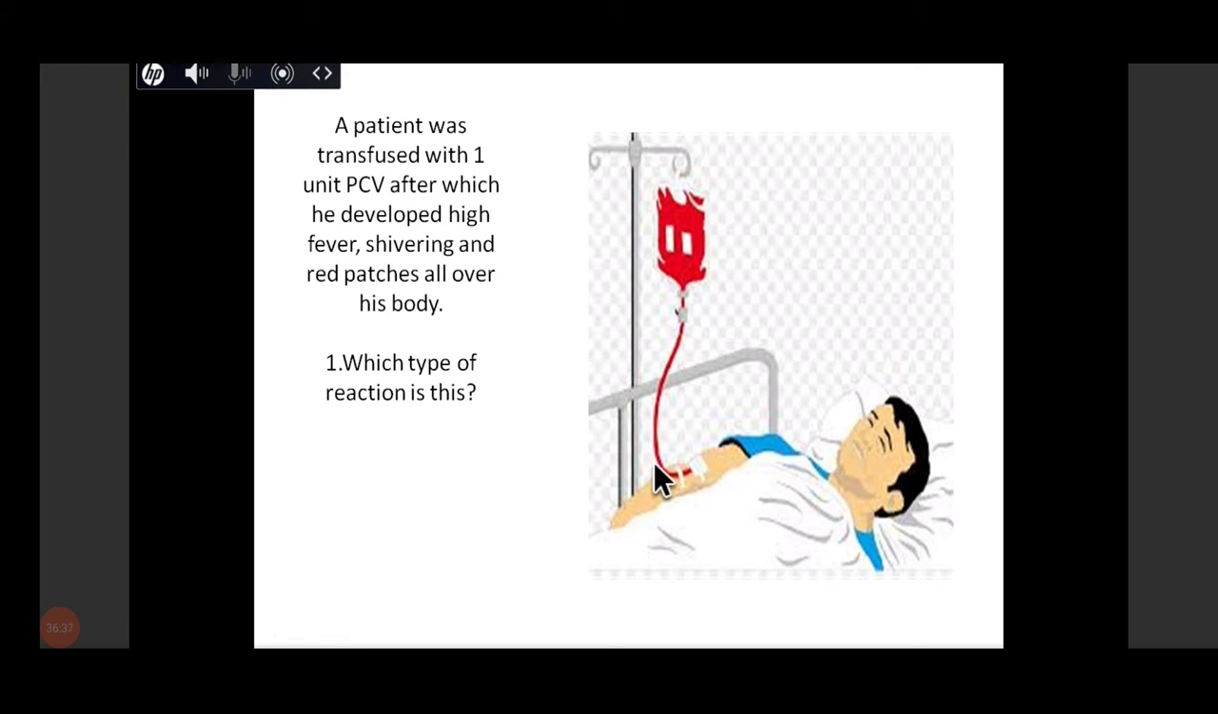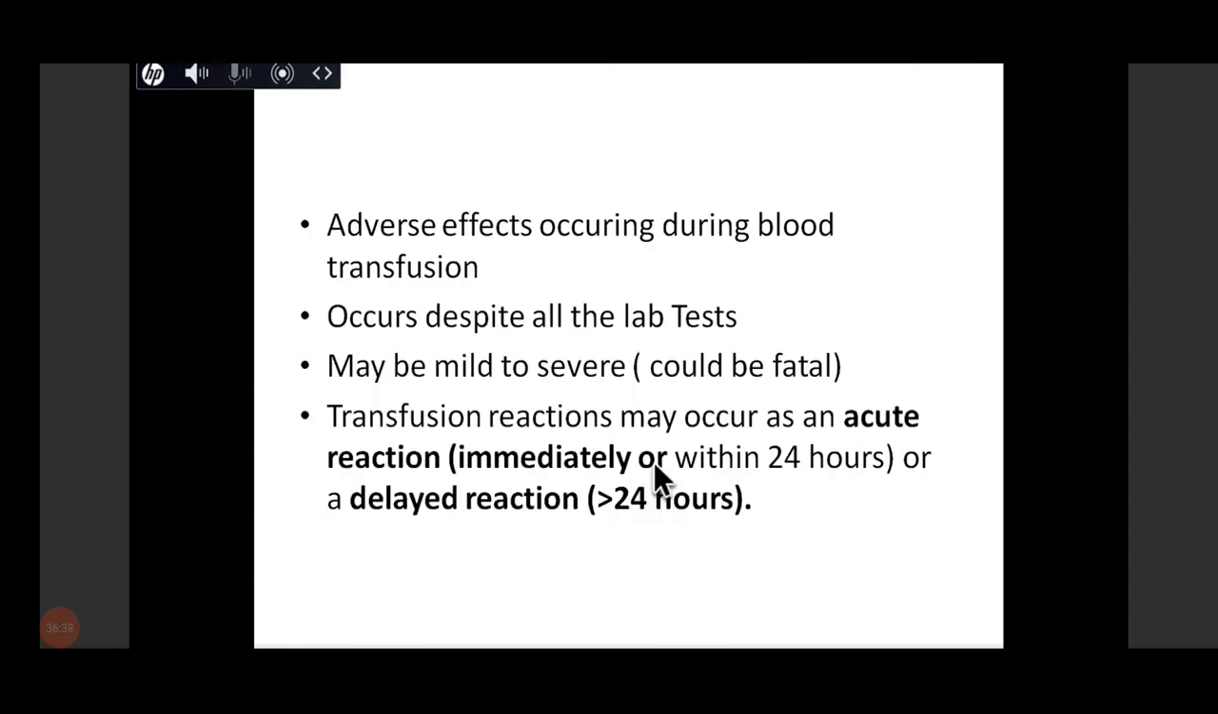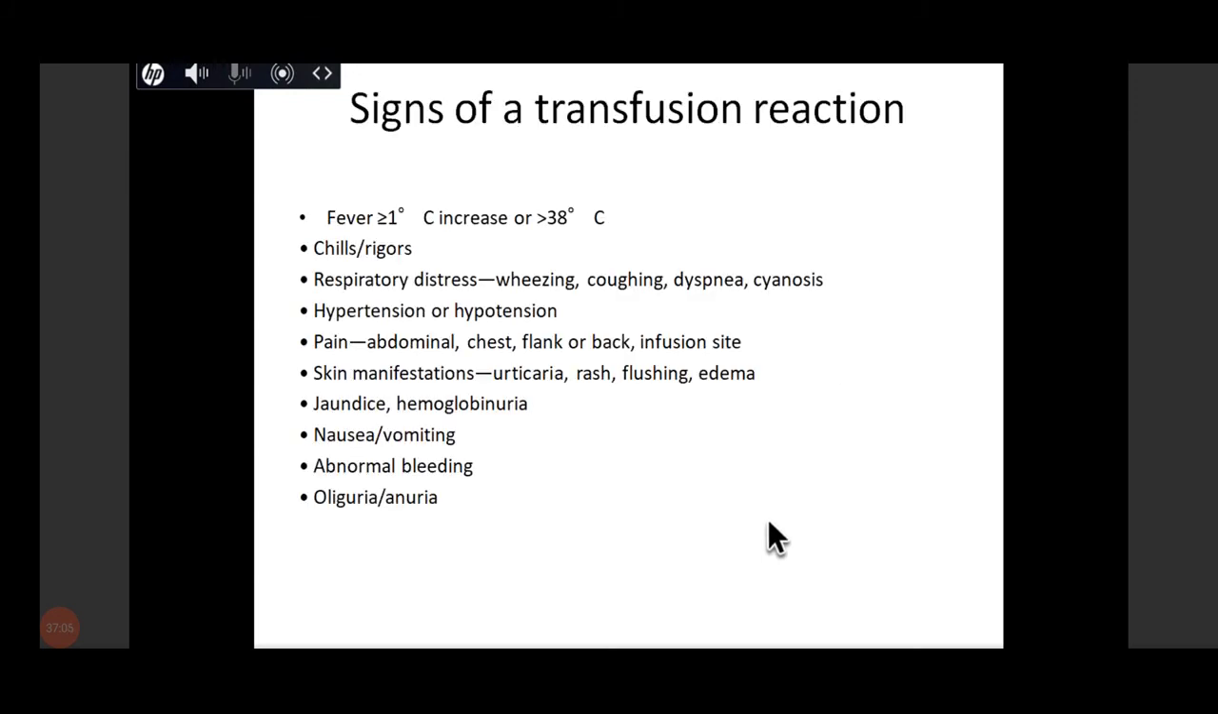What I would like to tell you at this stage is how common is transfusion reaction. It is very common, and despite all the tests which we do at every level, it happens. Okay, it can be very mild or it can be severe. It's classified as acute or delayed reactions. Acute is immediately, within 24 hours, or delayed, more than 24 hours.